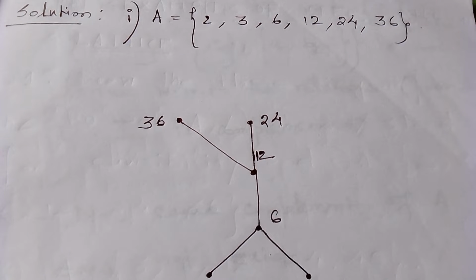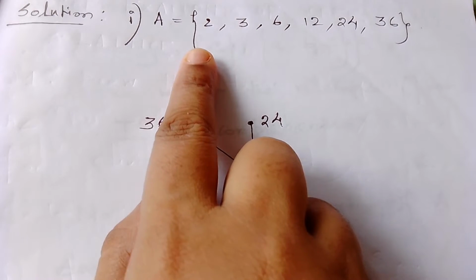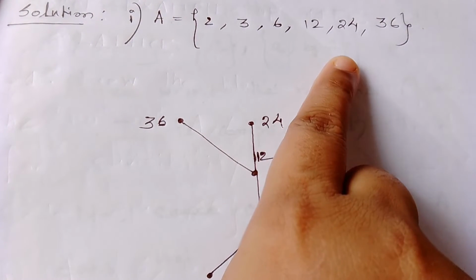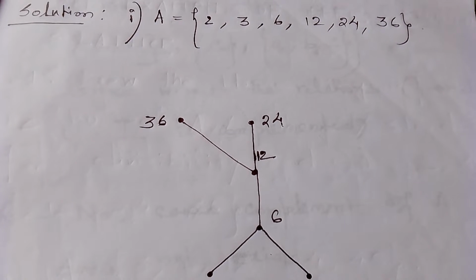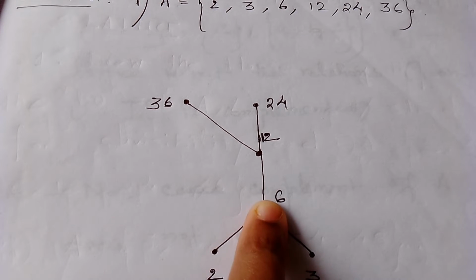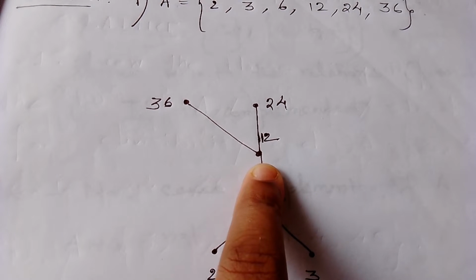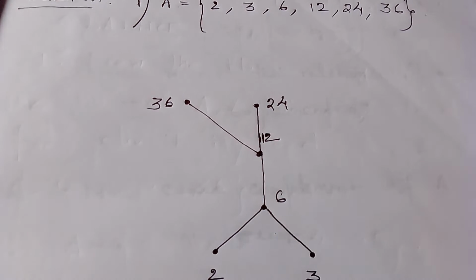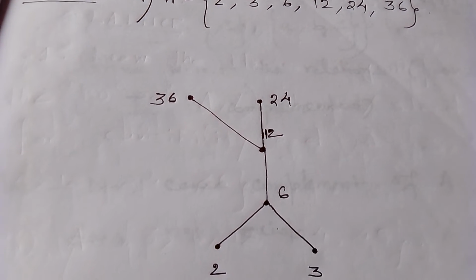Now this is a very common question of WBUT, West Bengal University of Technology, and that is as follows. Like this poset consists of these elements 2, 3, 6, 12, 24 and 36, and the Hasse diagram is as follows. Like 2 and 3 both will divide 6, then 6 will divide 12, and 12 will divide 36 and 24. So this is the Hasse diagram.